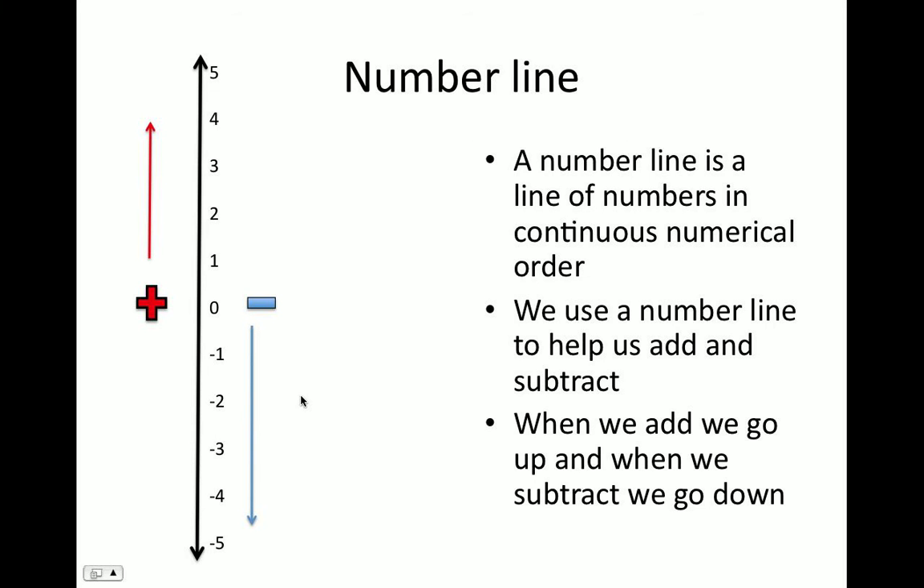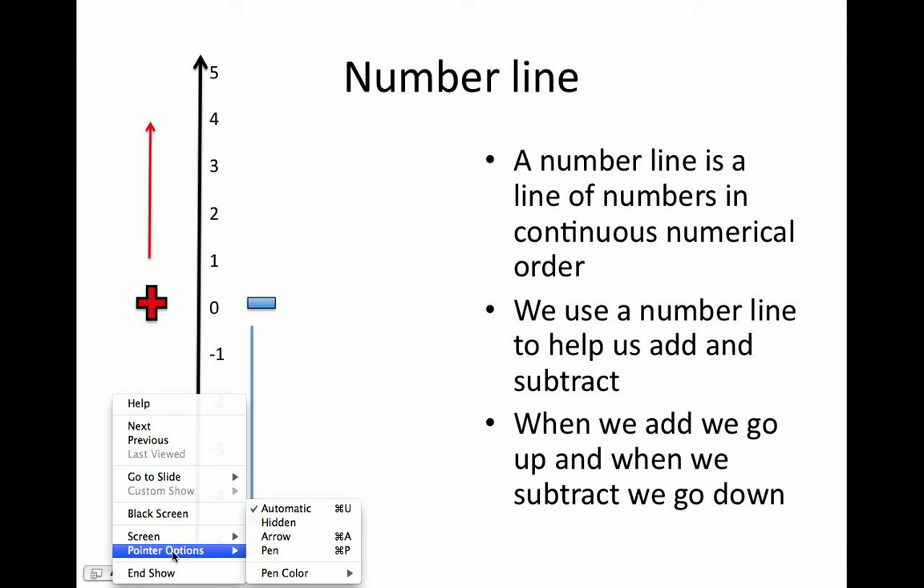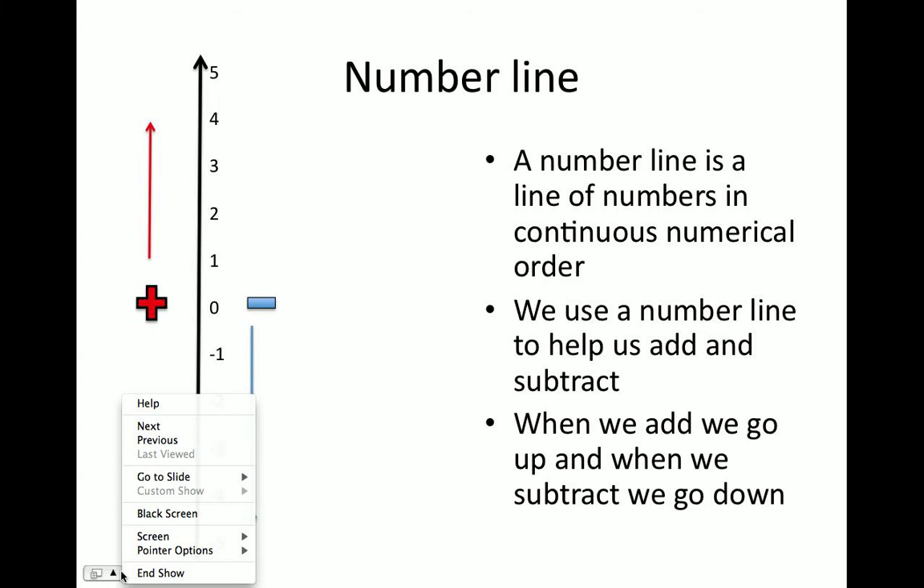Now, today's lesson is adding and subtracting negative numbers. To do this, we use a number line, and a number line is a line of numbers in continuous numerical order. Okay, we use the number line to help us add and subtract, and to do this, we move up the number line when we add, and we move down the number line when we subtract.